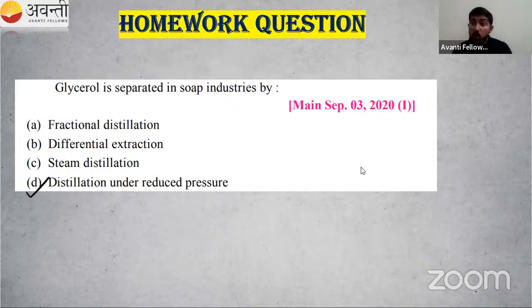So in JEE also, simple questions will be asked. It's not that JEE is always very tough. They will also ask simple questions, so you have to study this portion also. The main thing is you have to study the examples for different purification techniques. So glycerol, then distillation under reduced pressure. We are reducing the pressure. It is used to purify liquids having a high boiling point that would undergo decomposition before reaching the boiling point. So we are reducing the pressure and separating that one, right?